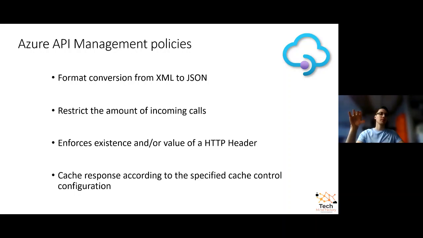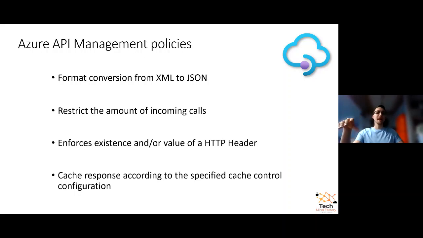So for instance, we can convert XML to JSON. If our backend service returns data in the XML format, we can transform it to JSON before it's returned to the client application. This is really cool, because if you have some old backend that is using XML format, but you want to handle it in the modern way in your mobile apps, for instance, using JSON, you can still do it without changing your backend with this specific policy to transform XML to JSON.